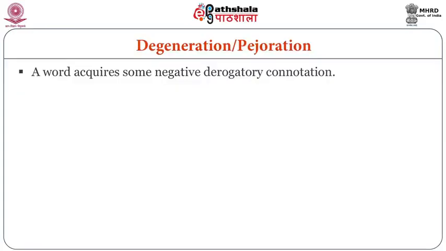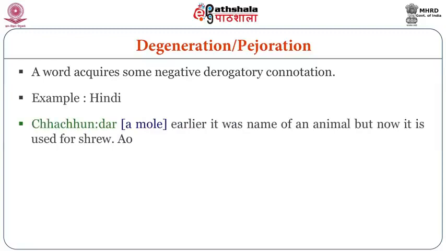Then another way is degeneration, also known as pejoration. A word acquires some negative, derogatory connotations. For example, in Hindi, chachundar, a mole. Earlier it was the name of an animal, but now it is used for a shrew.